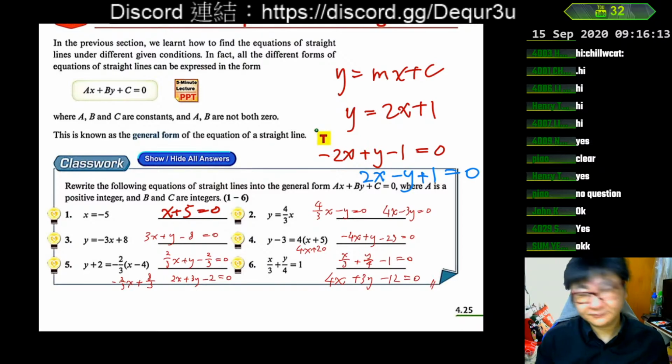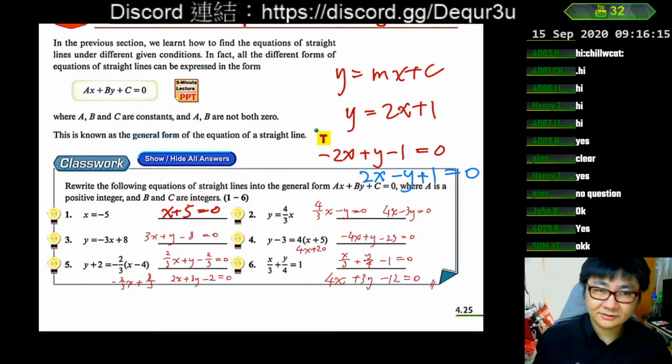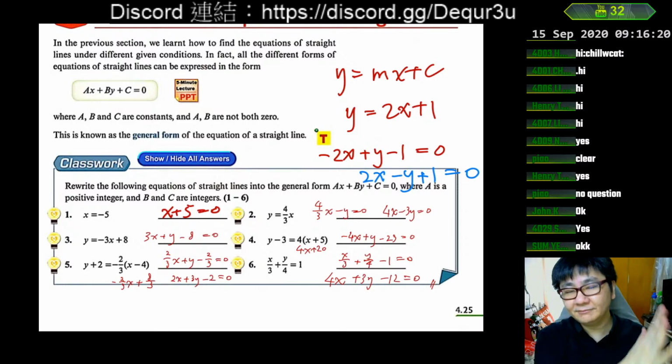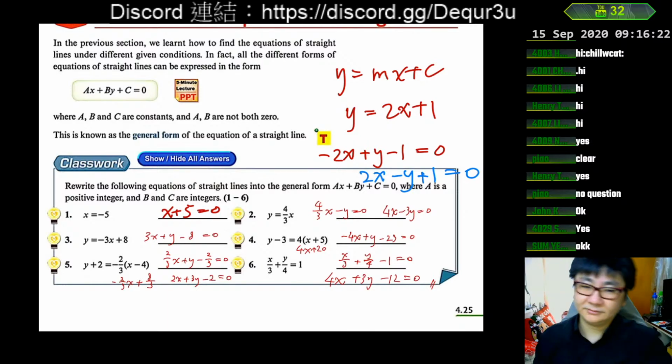Okay, so this is a general form. General form is nothing special, just move everything to one side, and the other side must be 0. Okay, everything move to one side and the other side 0.